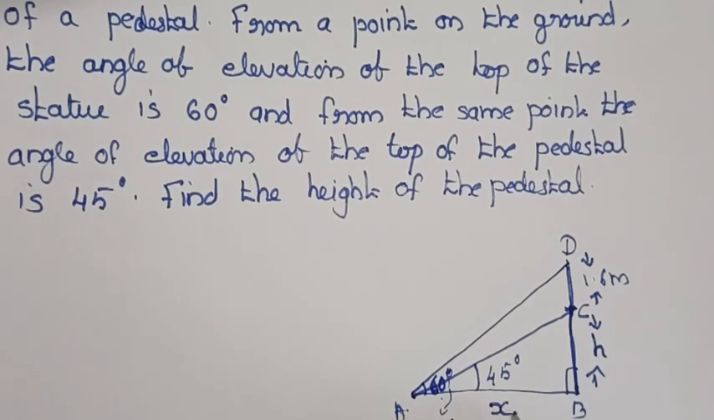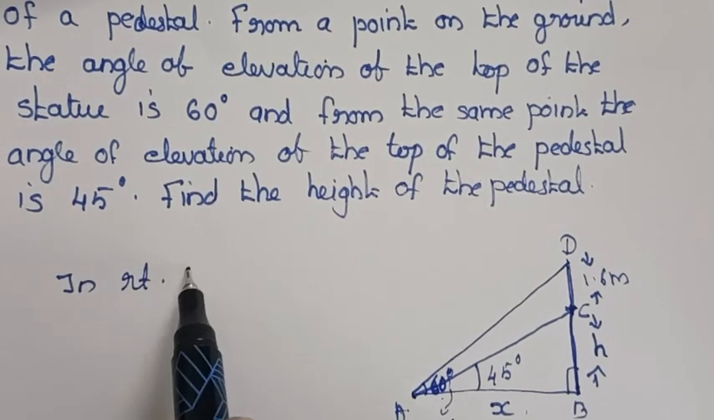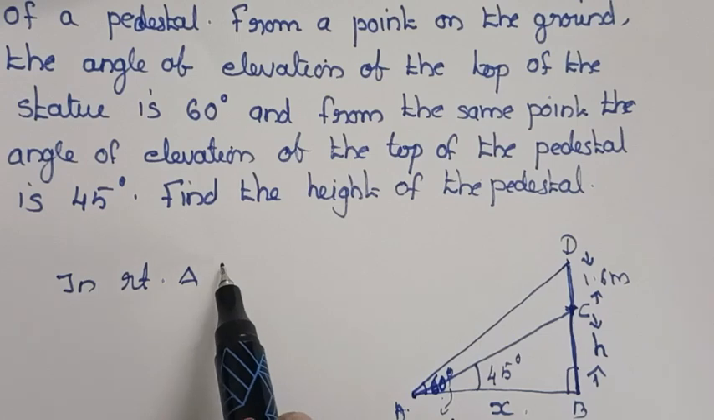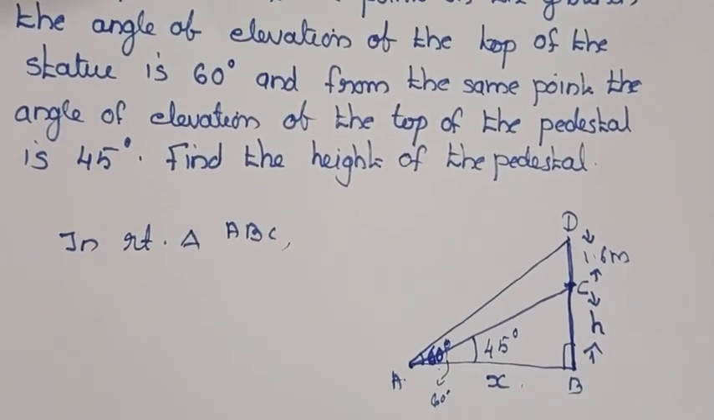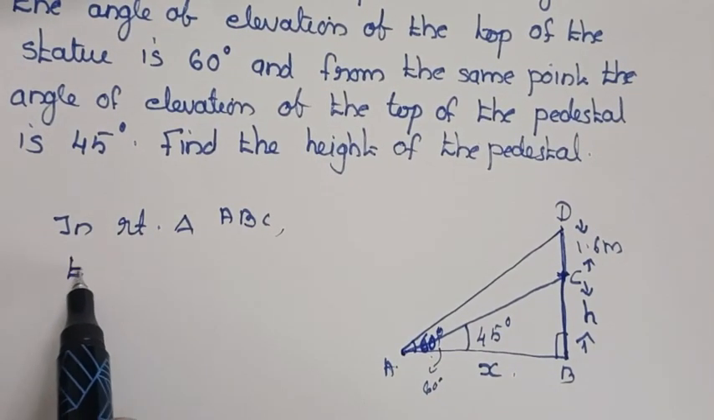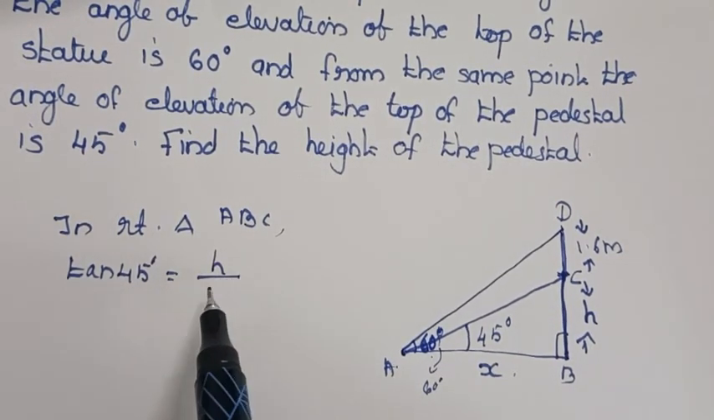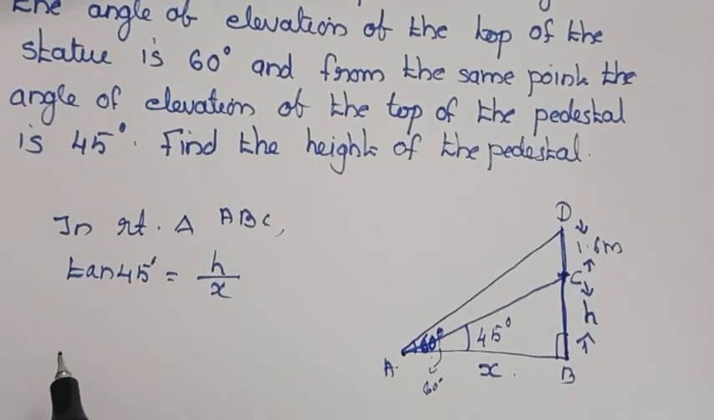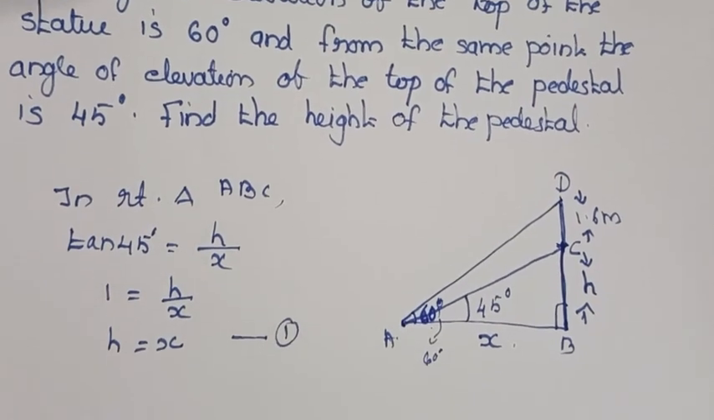Take this common side as x. Now in right triangle ABC, we have to connect the opposite side and adjacent side of 45 degree. So take tan 45. Tan 45 degree equals opposite side h by adjacent side x, isn't it? h by x. But tan 45 equals 1. So 1 equals h by x. After cross multiplying, we get h equal to x. We can number this equation as 1.